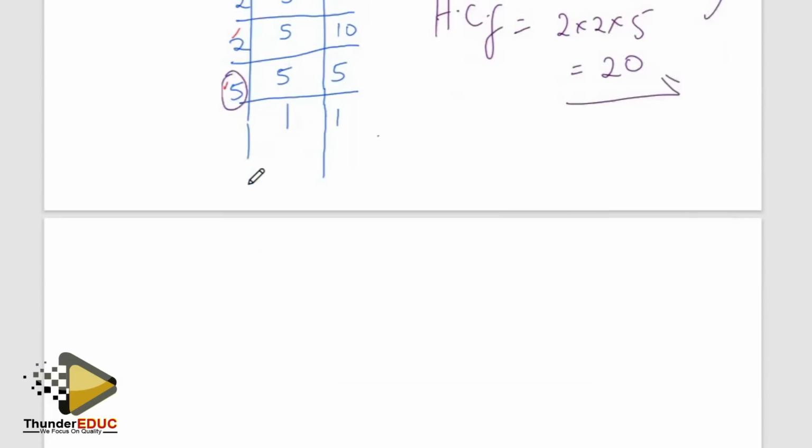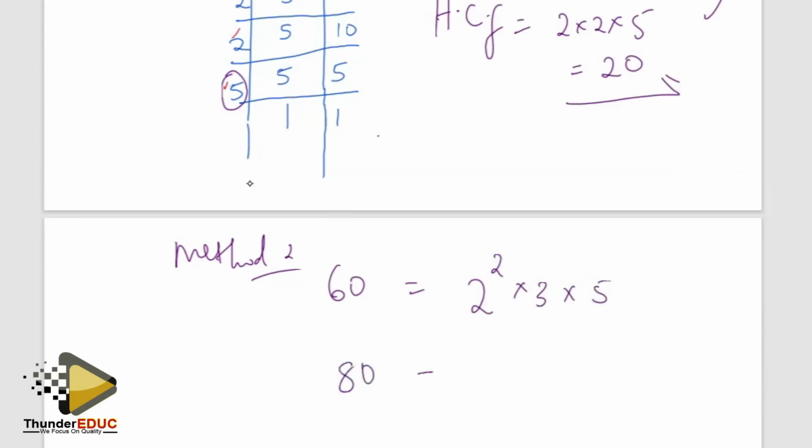The other method is what we call prime factorization. If I look at 60, how do I write 60 in terms of prime factors? Just press 60, equal sign, then press shift and then the factorize button. This gives me 2 squared times 3 times 5. And when I prime factorize 80, that's going to give me 2 to the exponent of 4 multiplied by 5.